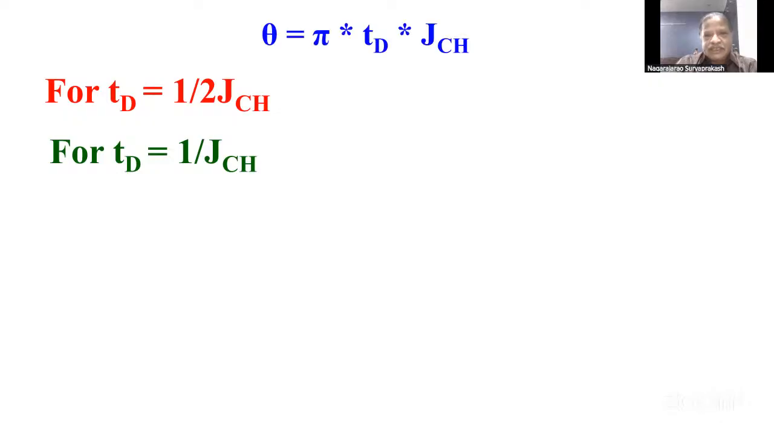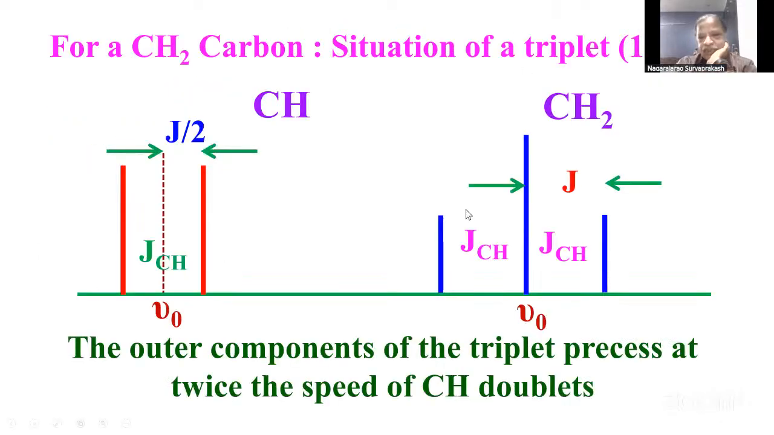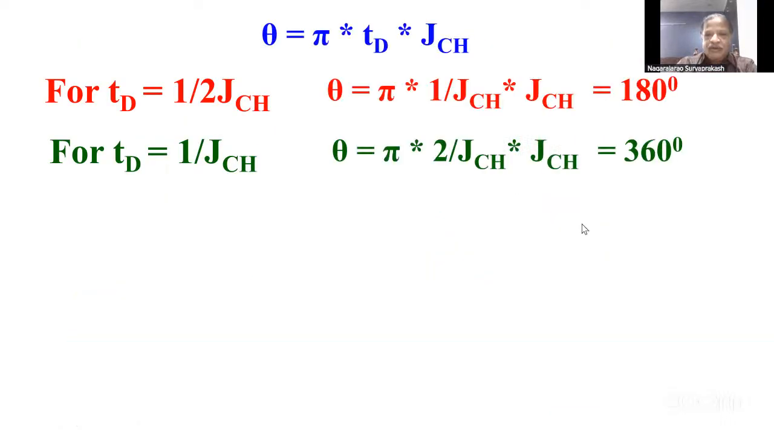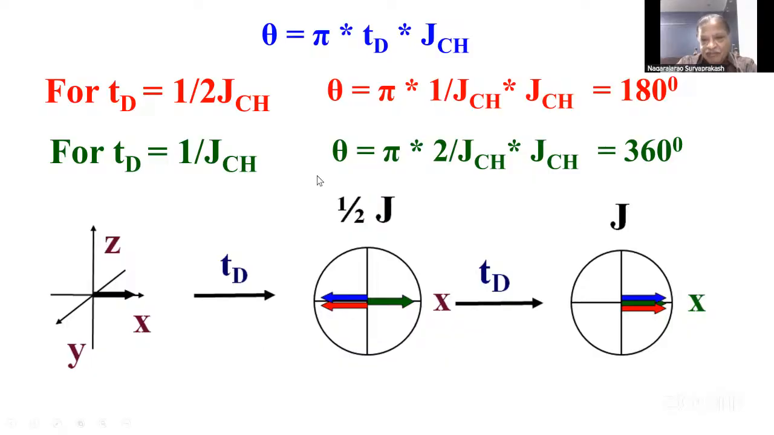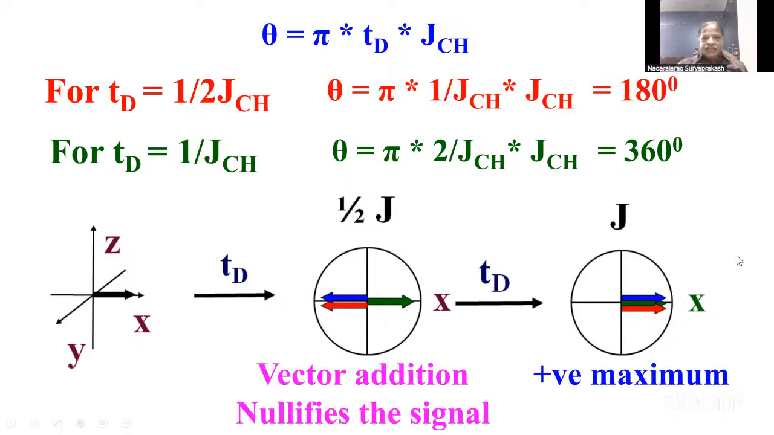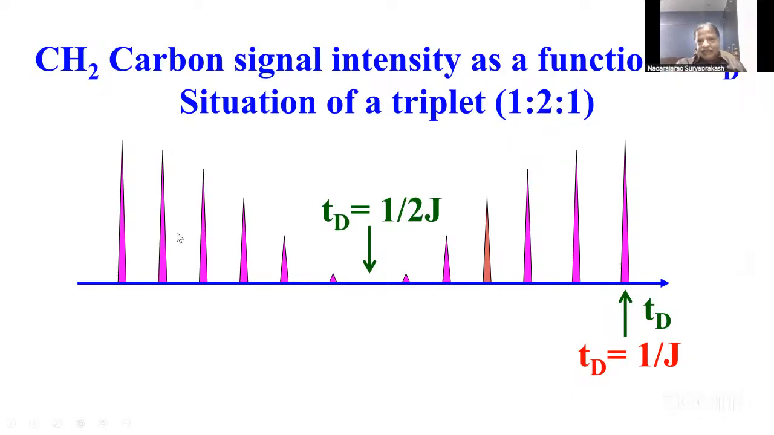Whereas if you come to CH2, what happens? I told you, the central peak will not move. And this is double the value of this one. If this separation is half the J, this separation is 1 J. Obviously, you can understand that whatever happens for half J for CH will happen for full J here. You see here, at exactly 1 over J, instead of negative, this becomes positive.